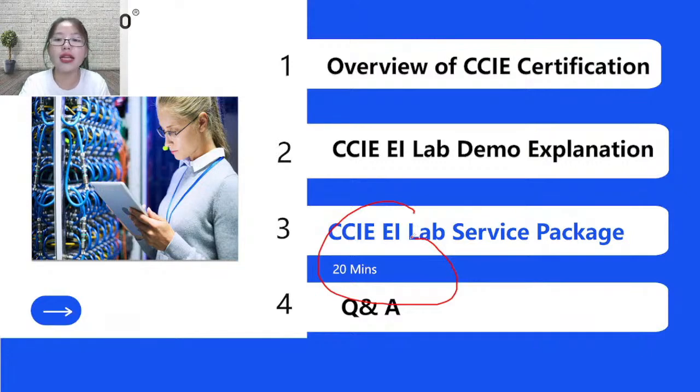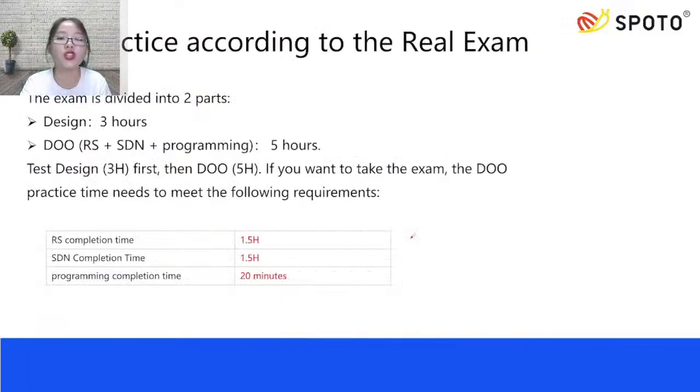So let's see, the next part is about the pass secret with SPOTO step by step and our lab service package. First, in this part, the CCIE lab has two modules, design and DOO, so we can see it in detail. SPOTO has clearly practiced standards for students. For example, it is recommended that you complete the DOO within 3.5 hours before taking the exam.